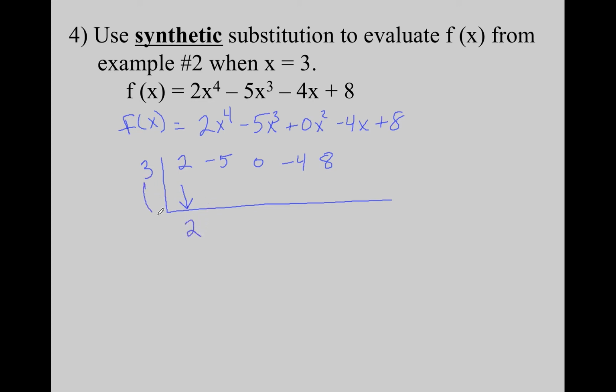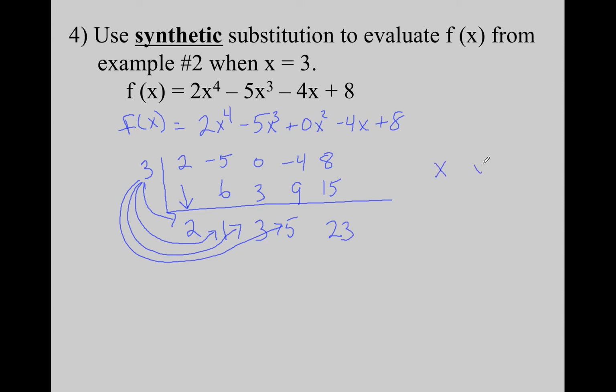All right, so I'm going to bring this down here. 2, multiply 3 times 2, which is 6. Negative 5 plus 6 is positive 1. Then we do 3 times the 1, puts us 3 here. 0 plus 3 is 3. 3 times 3 is 9. Negative 4 plus 9 is 5. 3 times 5 is 15. 8 plus 15 is 23. So when x is 3, y was 23.